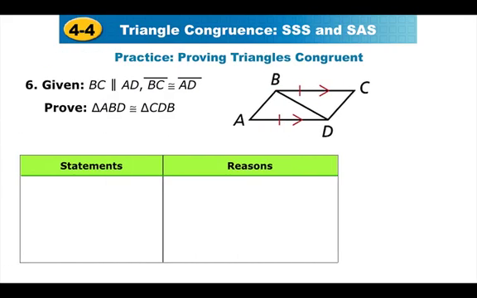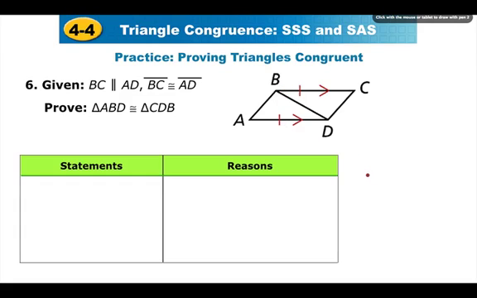And it says this is a 2-column proof. I know. You're welcome. So you're given that BC is parallel to AD. That's what you see here. And also that this side is congruent to this side. And we want to show that triangle ABD is congruent to triangle CDB.